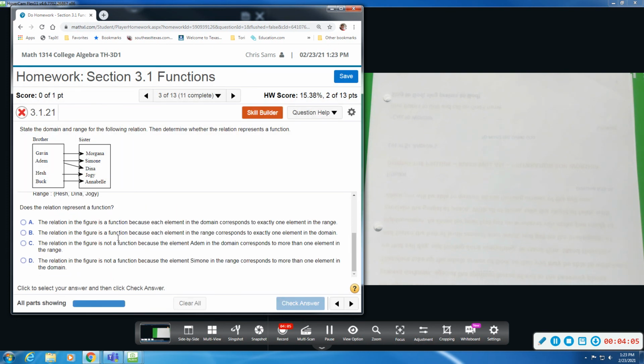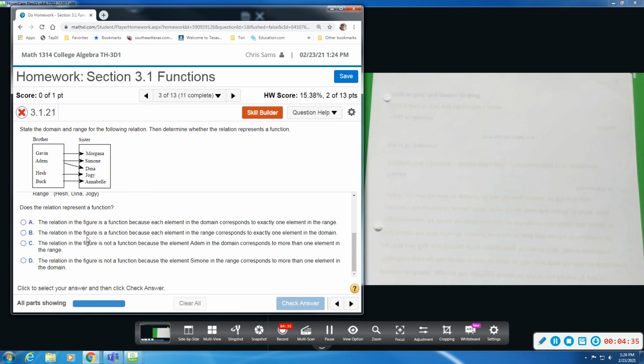And then we want to know, is this a function? Just like the image we saw in the text, when we saw two lines coming from one of the elements in the domain, that is not a function. So we can see Adam has two sisters. Now if each brother had one sister, that would be a function, but because Adam has two sisters, this domain element has two range elements, so it's not a function.